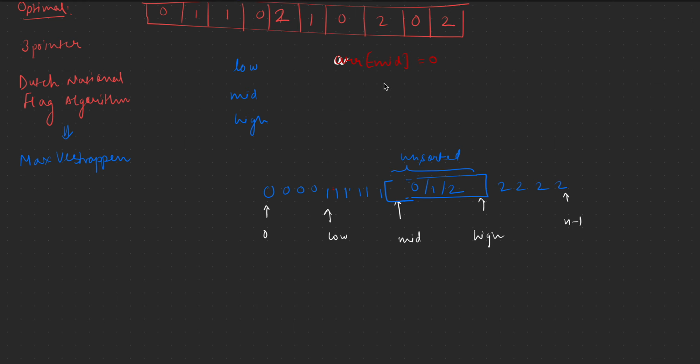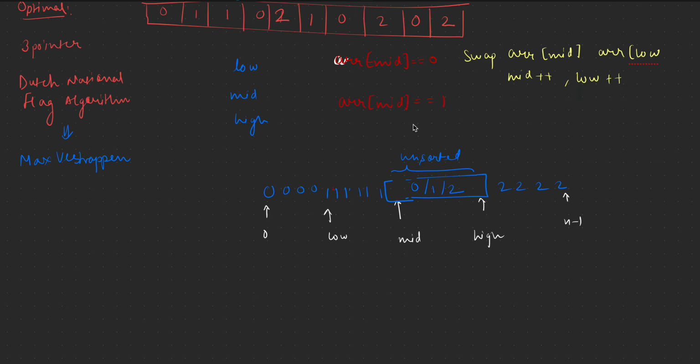So let's write the pseudocode for what we did till now. The first point was array of mid equals to 0. Here, what we did was we swapped array of mid and array of low. Like here, low and mid were 1 and 0. What we did was we swapped them. It became 0 and it became 1. Afterwards, what we did was move the pointers to the next element, mid plus plus and low plus plus.